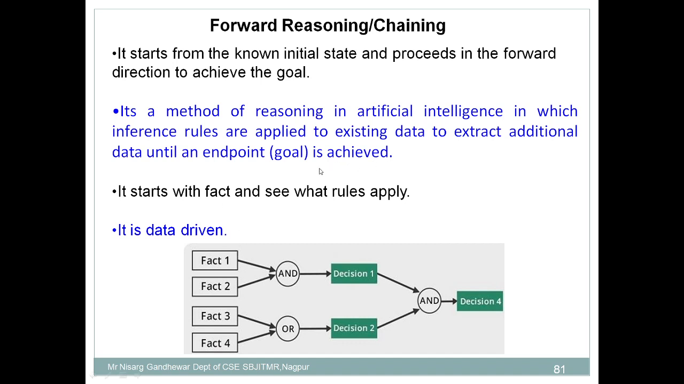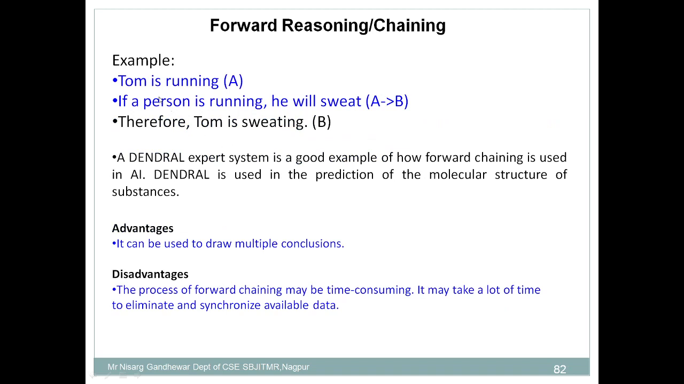Now let's take a simple example to understand the concept of forward reasoning. Suppose we are given a fact that Tom is running. This is a fact which is represented by variable A. Another fact I have: if a person is running, then he will sweat. This is a reasoning inference, which is represented by A implies B. So based on this, what can we conclude? We can conclude that Tom is sweating, because Tom is running, and a person who is running is going to sweat. Hence we can conclude that Tom is sweating.